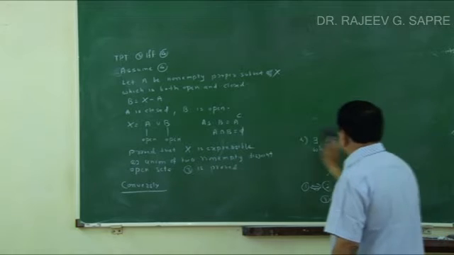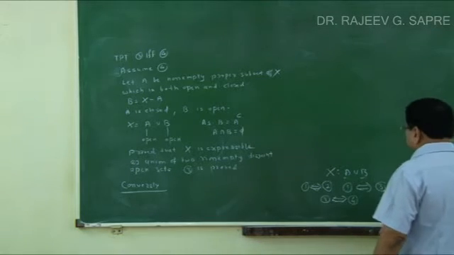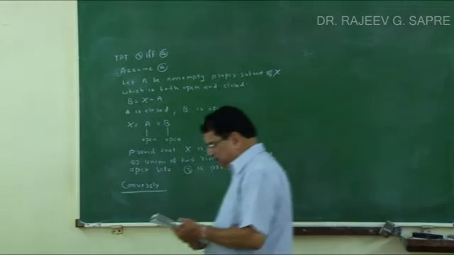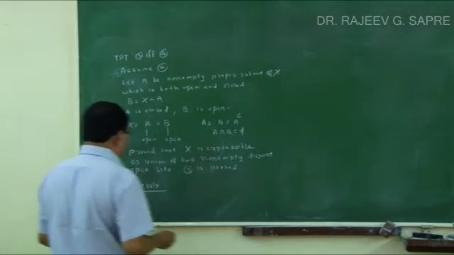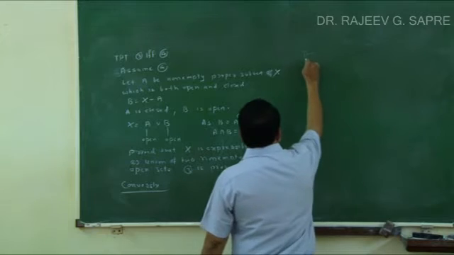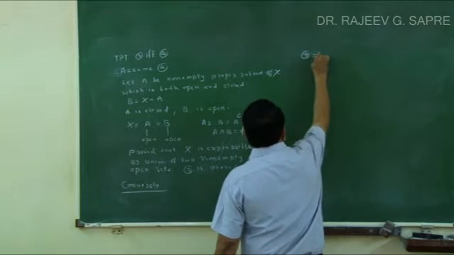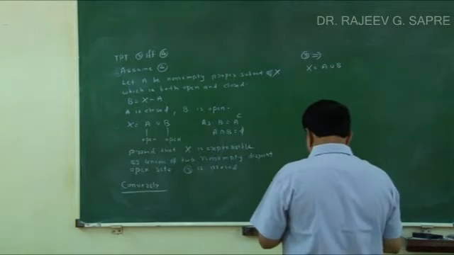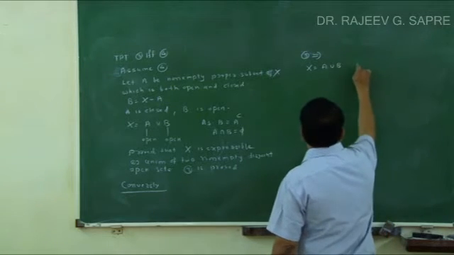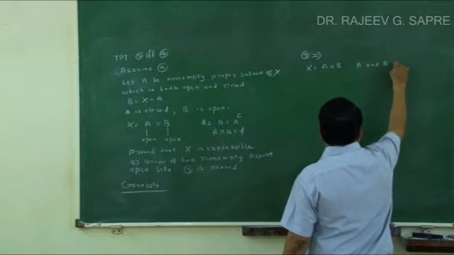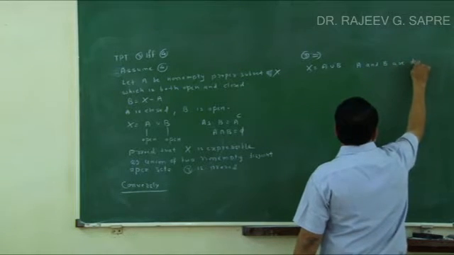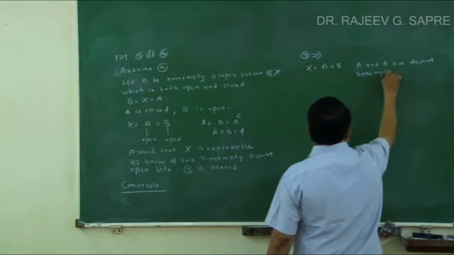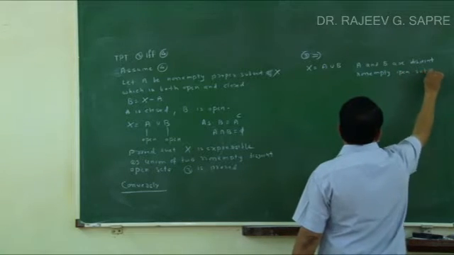How to do that? Now 3 is given to you, and I want to establish this result number 4. It is also a very simple thing. When you say 3 is true, 3 implies X is equal to A union B, where A and B are disjoint, non-empty open sets. This is given to you.